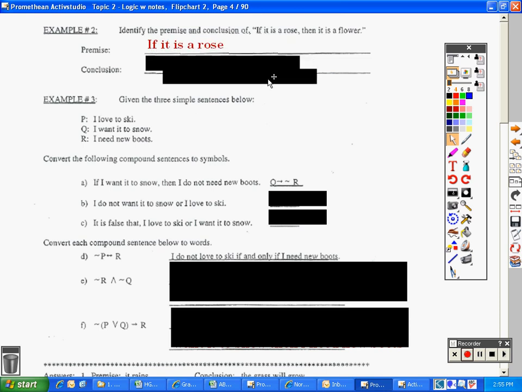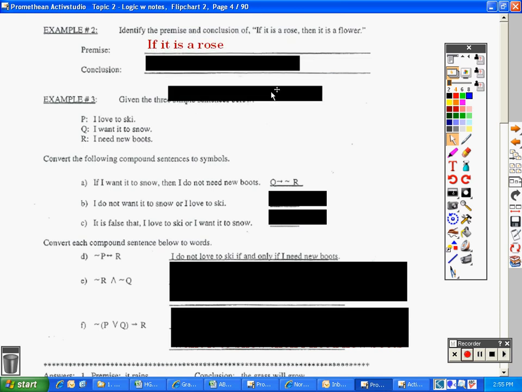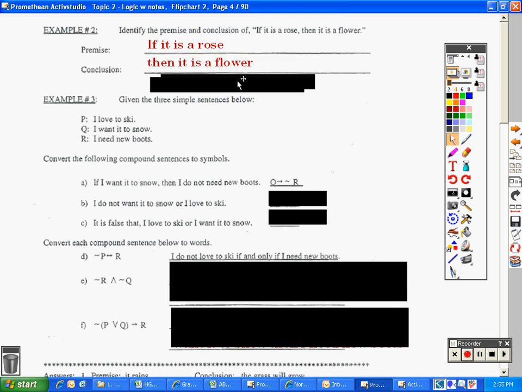Okay, let's look at the first problem. We need to identify the hypothesis. That's the same word as premise. Hypothesis and the conclusion of if it is a rose, then it is a flower. All right, the premise or the hypothesis is what comes after the if part. So it is a rose is going to be my hypothesis, and what comes after the then is the conclusion. So therefore the then is it is a flower.